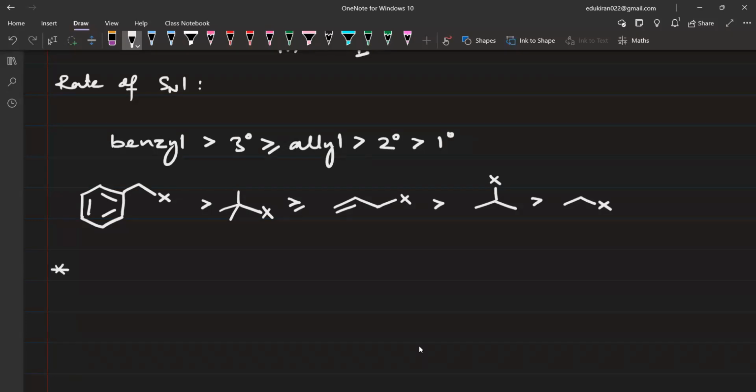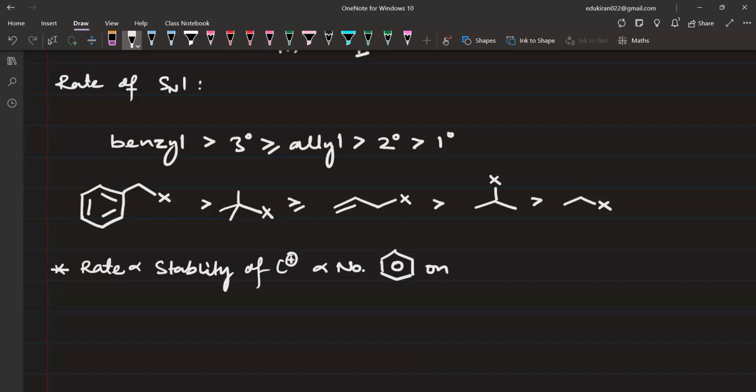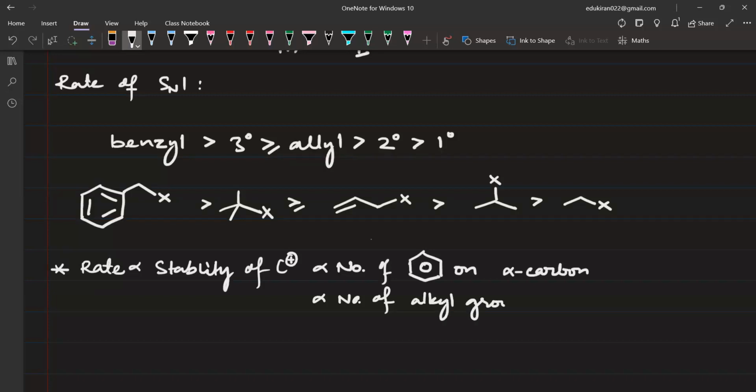Please understand one more point. The rate is directly proportional to stability of carbocation, which will be directly proportional to number of benzene ring on the alpha carbon, and is also directly proportional to number of R group on alpha carbon. अच्छा नो नहीं लिखा, number of है, ठीक है, इसको चेंज कर लीजिएगा प्लीज.